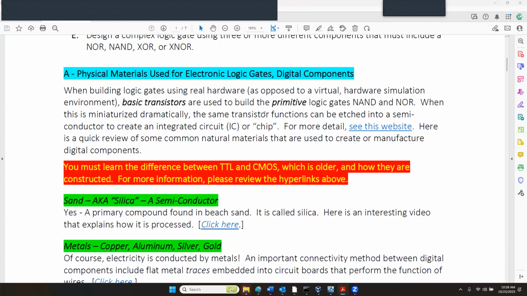So let's take a quick look at our first learning objective, right? Physical materials used for logic gates, electronic logic gates, and physical digital components. So when we're building physical, real hardware, not the logical components in a simulation environment, right? The term transistor. Has anyone ever heard of the term transistor before?